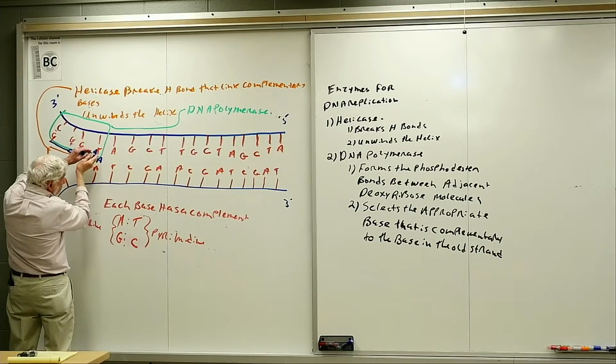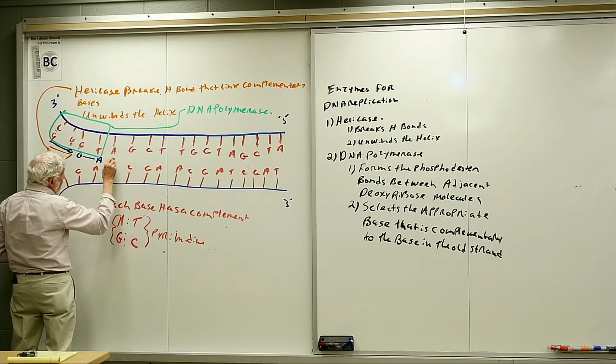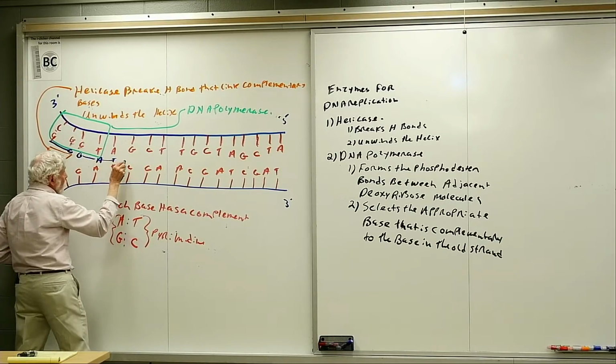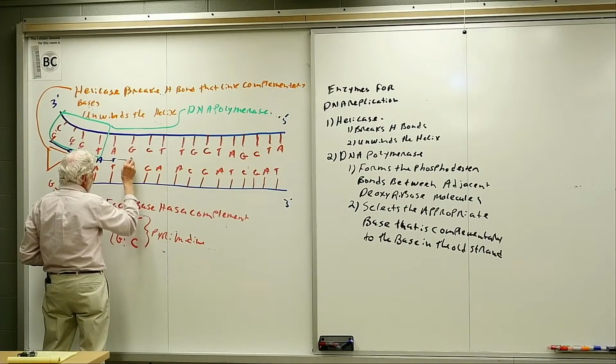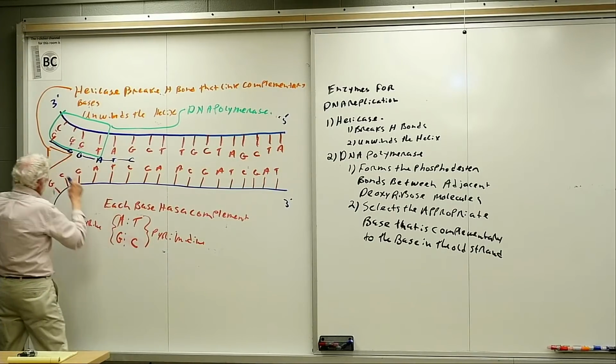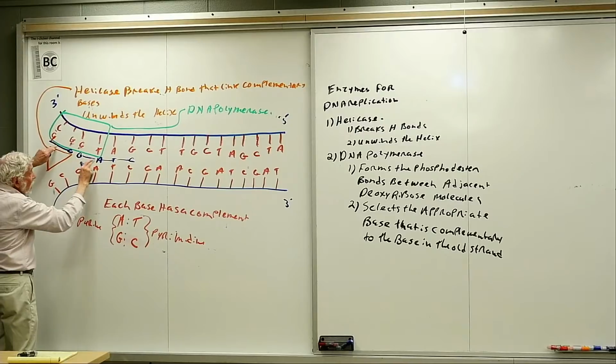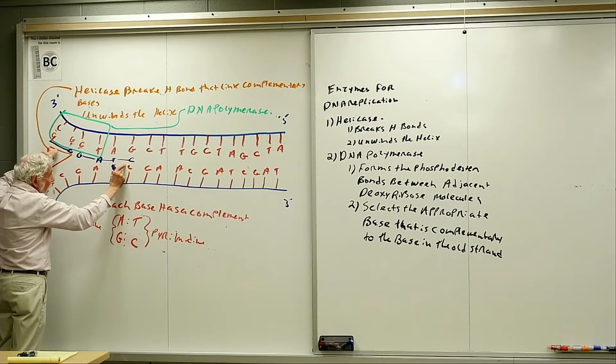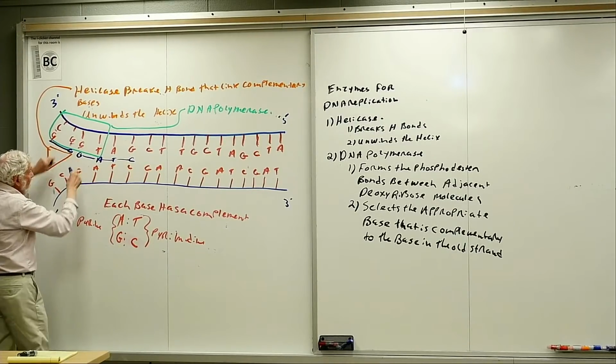And then it will work its way down the line. Here's a thymine, form a phosphodiester linkage, guanine, phosphodiester linkage to a cytosine. So now what we're doing is we're inserting the appropriate base, and we're forming the phosphodiester linkages.